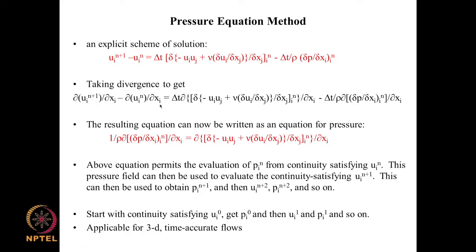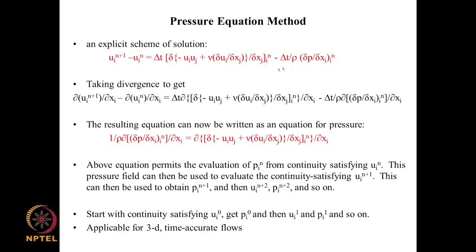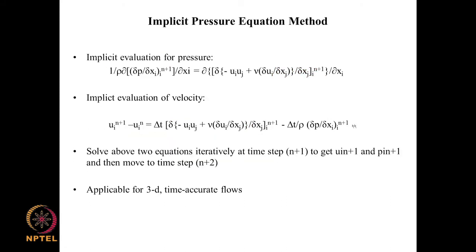The old velocity field anyway satisfies the continuity equation, so this is anyway equal to 0, and then you have an implicit equation for pressure which is given by this thing here. So, now if you want to evaluate pressure at n plus 1, you need to know the velocity at n plus 1, but you do not know the velocity at n plus 1, you can evaluate it only if pressure is known. So, you have an implicit evaluation of velocity here which requires p at n plus 1 and all the values u at n plus 1.